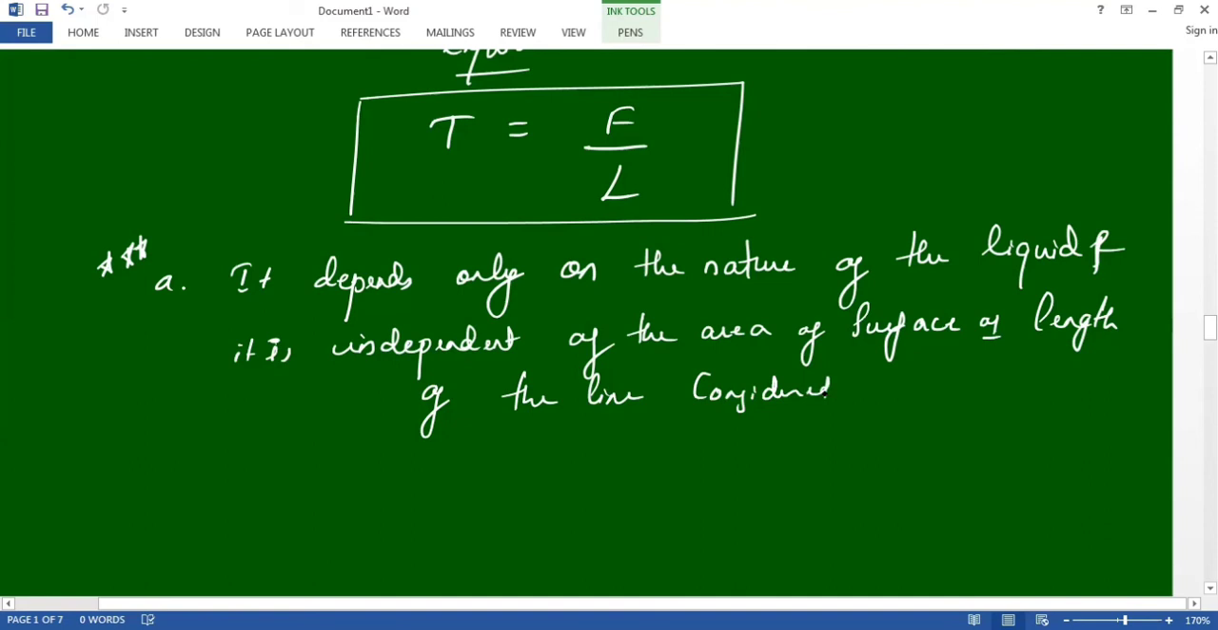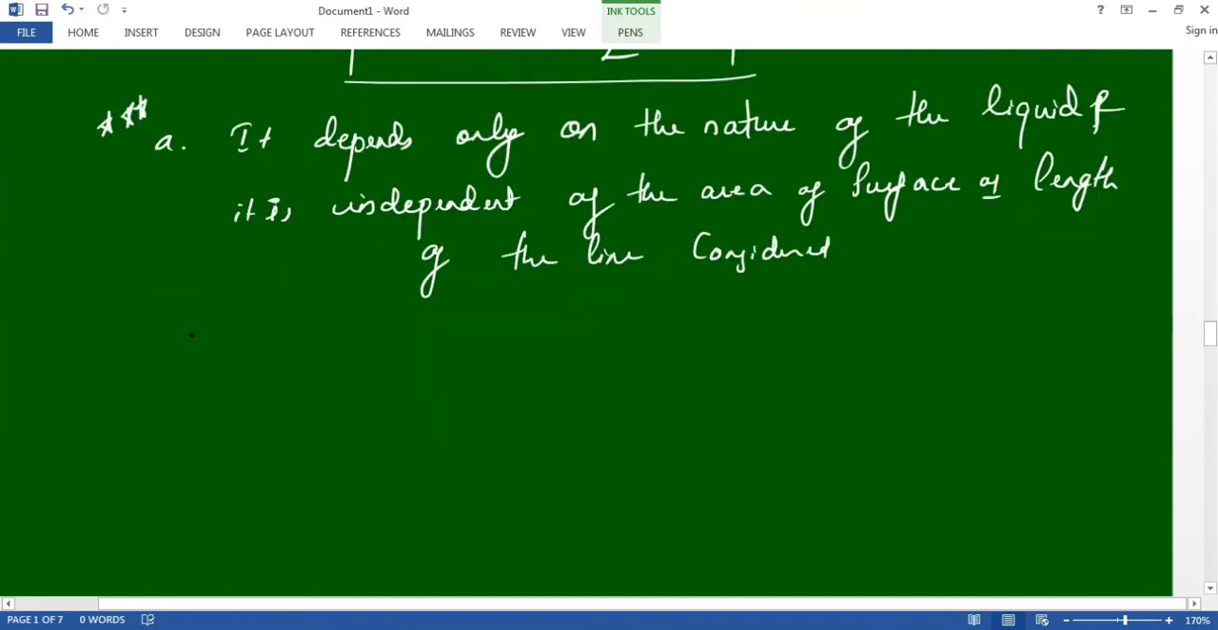Okay, let us write the next point on this. That is, surface tension is a scalar quantity. It has only magnitude and it does not have any direction.